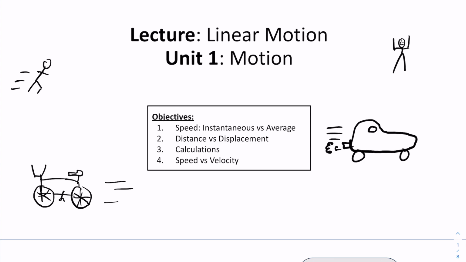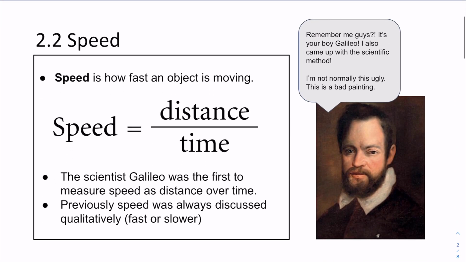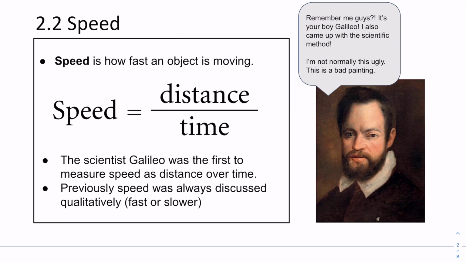Our lecture on linear motion begins. So today we're going to be looking at speed versus velocity. Speed is a concept that has given historical scientists a really hard time. It wasn't until the 1600s that our friend Galileo came up with the first way of measuring speed. Previously, we had only qualitative measurements of speed: faster or slower.